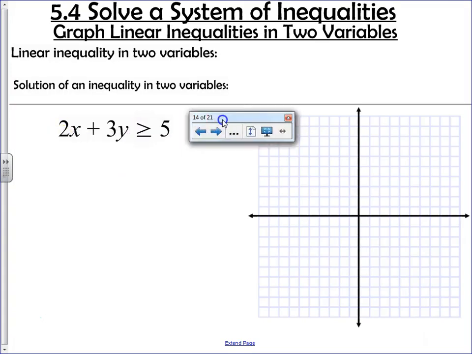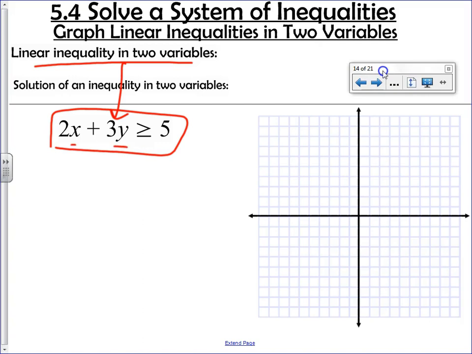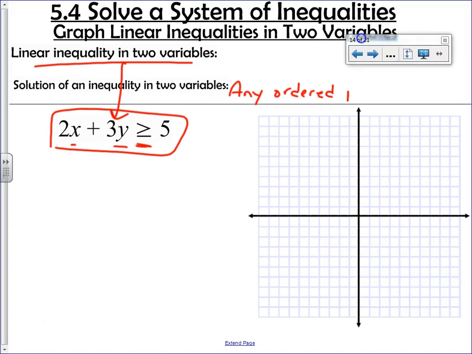First of all, let's just get some terminology down as we begin here. A linear inequality in two variables, that's something like this: 2x plus 3y is greater than 5. We have two variables, x and y, and we've got an inequality here. A solution is any ordered pair, like our x, y, that makes the inequality a true statement.